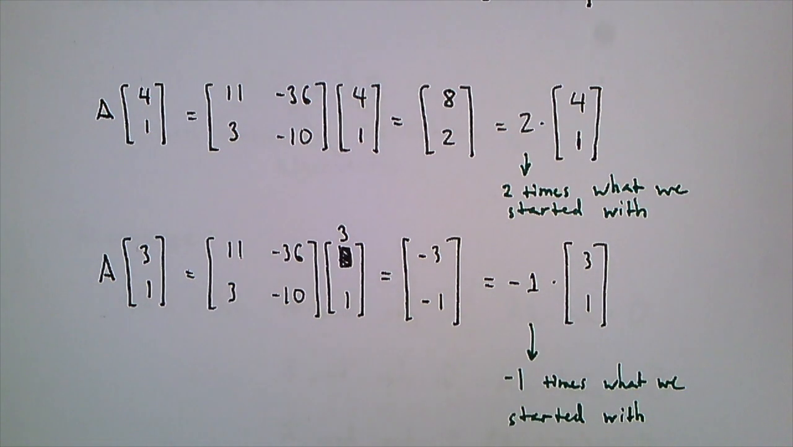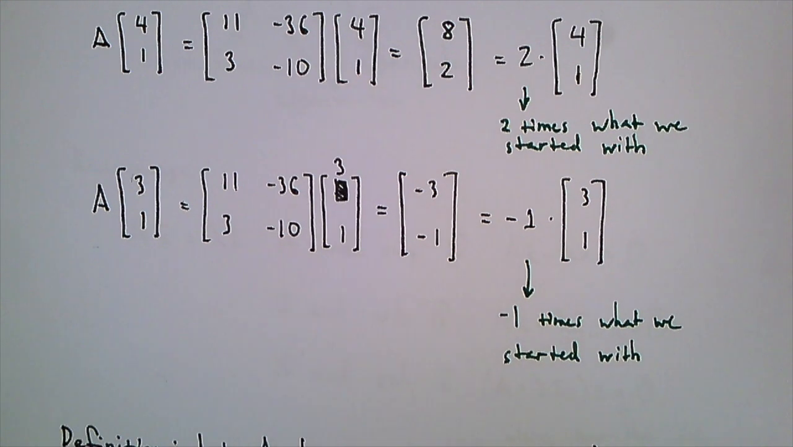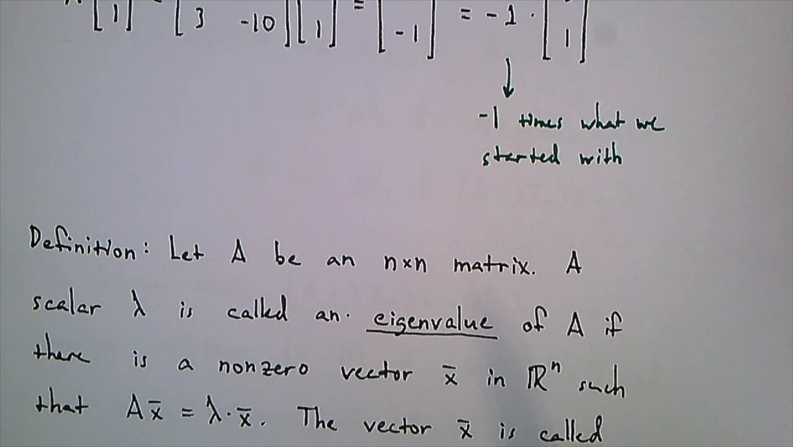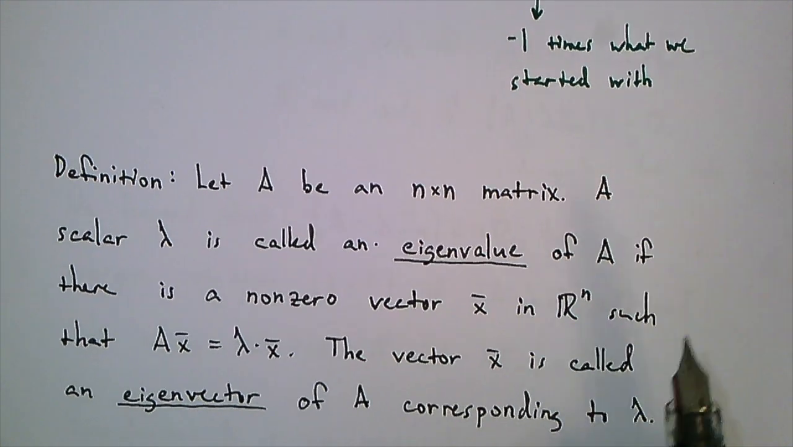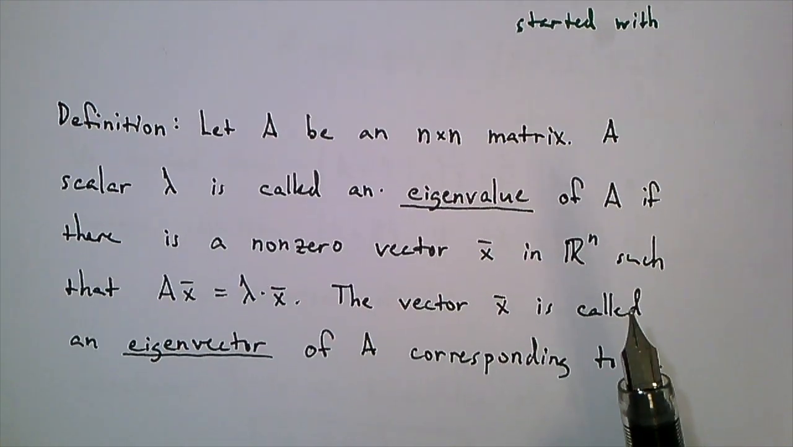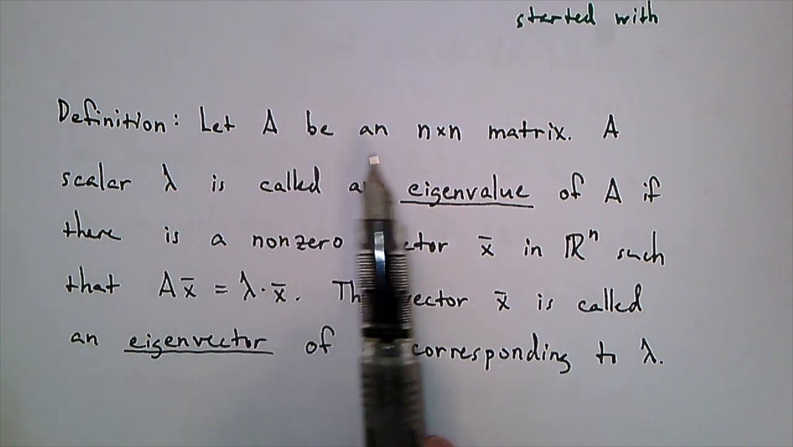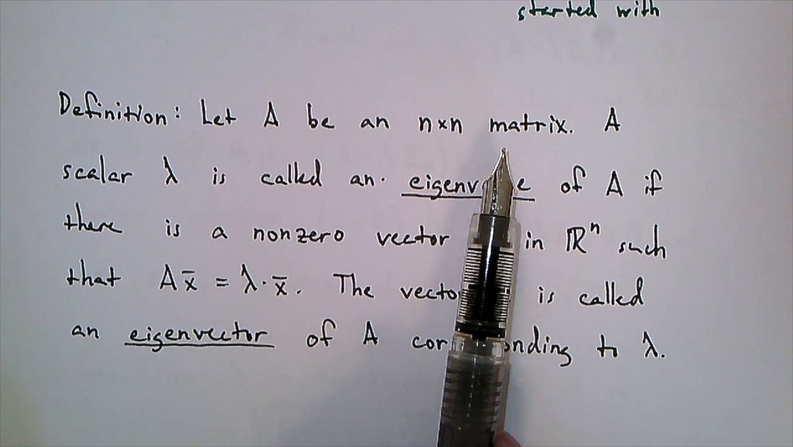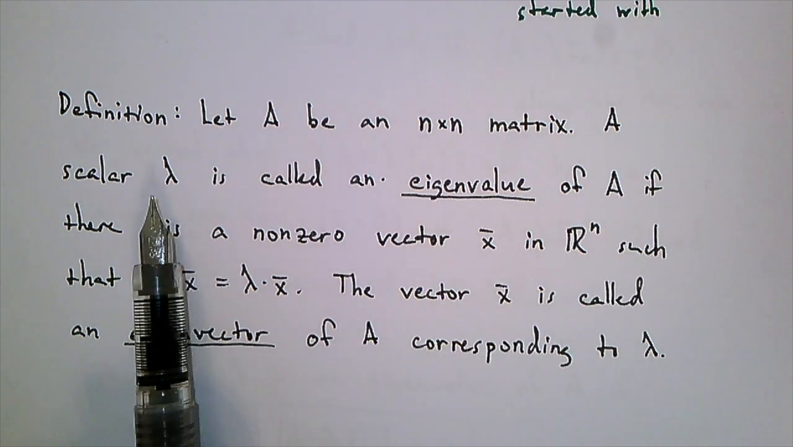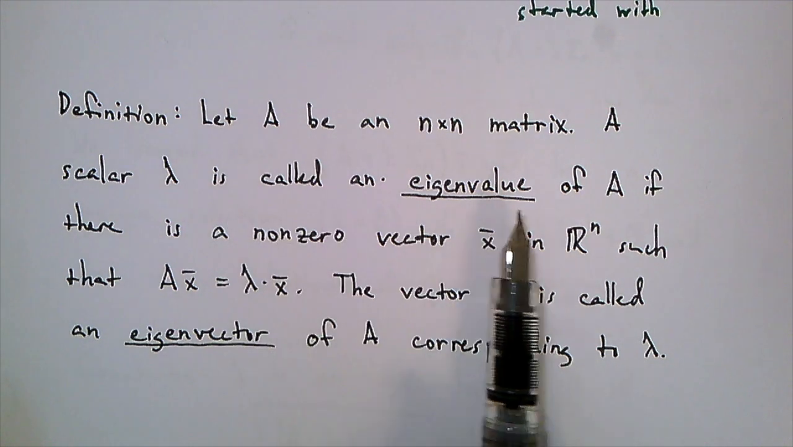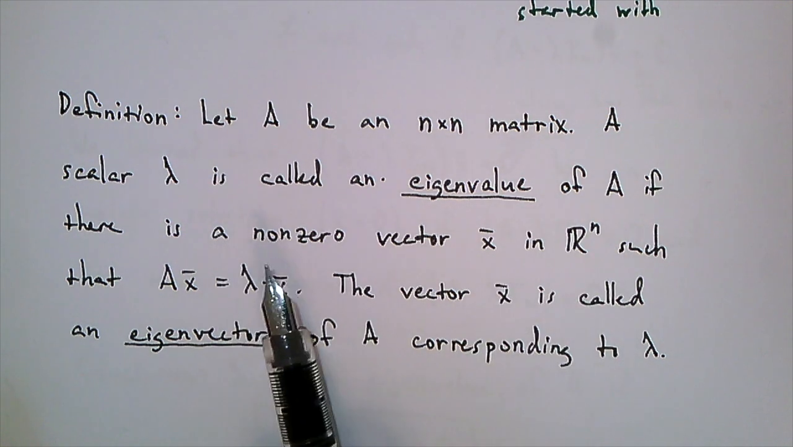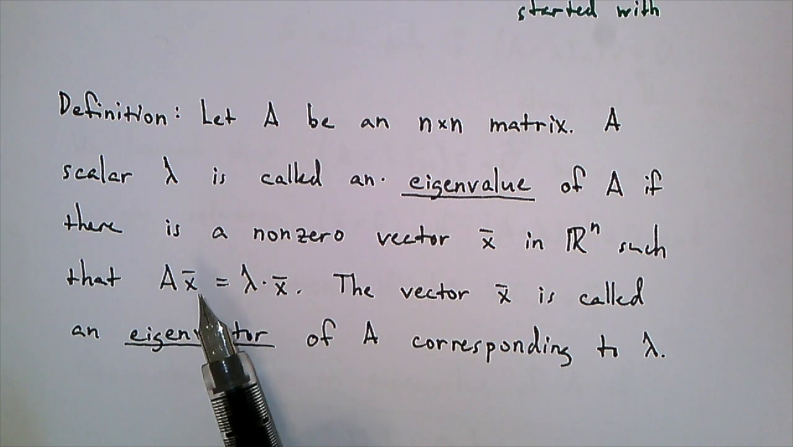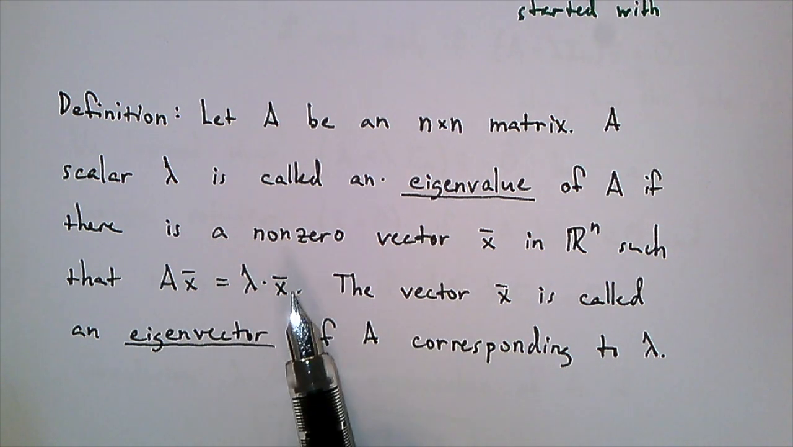Okay. So this sort of thing, this phenomenon, has a name. And that's what we're going to go over here in this definition. Let A be an n by n matrix, like the 2 by 2 matrix in the example. A scalar lambda is called an eigenvalue of A if there is some non-zero vector x such that A times x is equal to lambda times x.